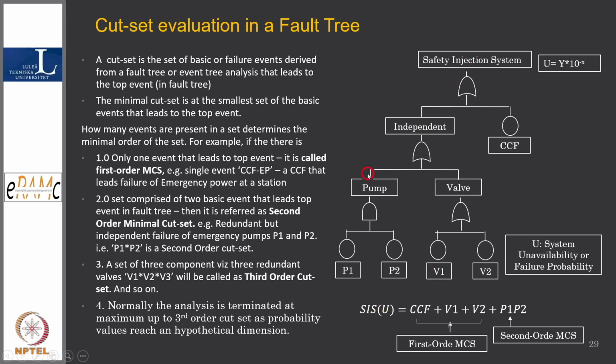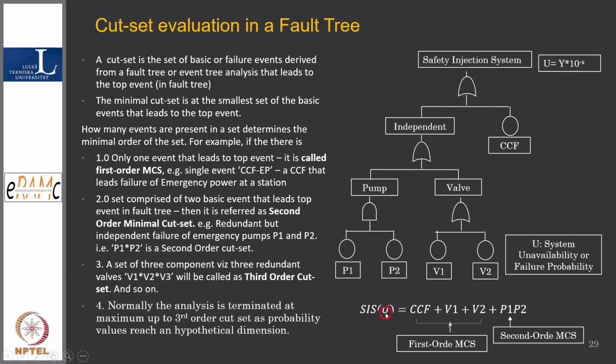Let us say we have this fault tree for the safety injection system. Its failure probability is this much. So, independent events, pump and valve, are there. Then the P1, P2 pump systems are there and the valve systems are there. So, I have got an AND gate here. P1, P2 will be an AND gate, and valves V1, V2 are there.